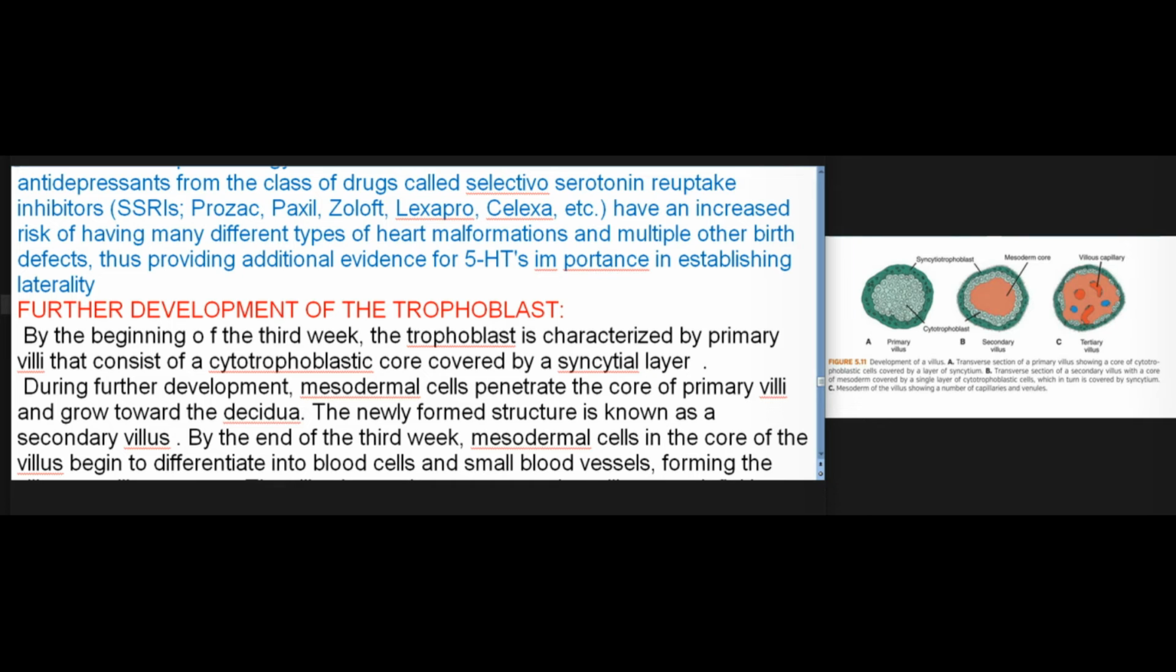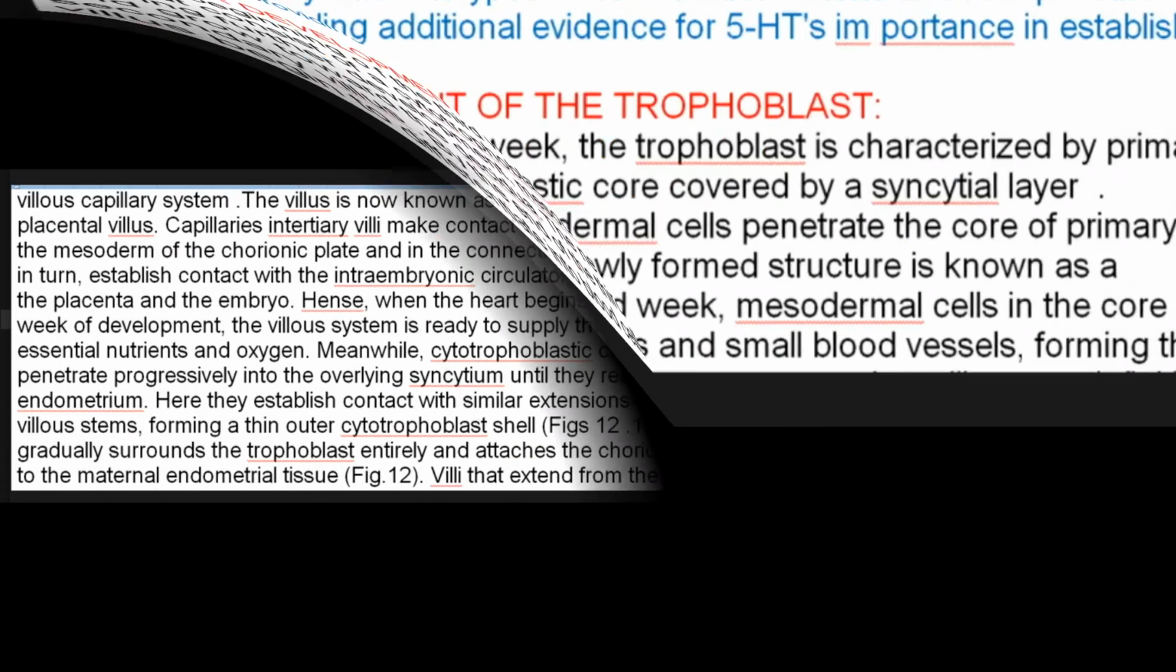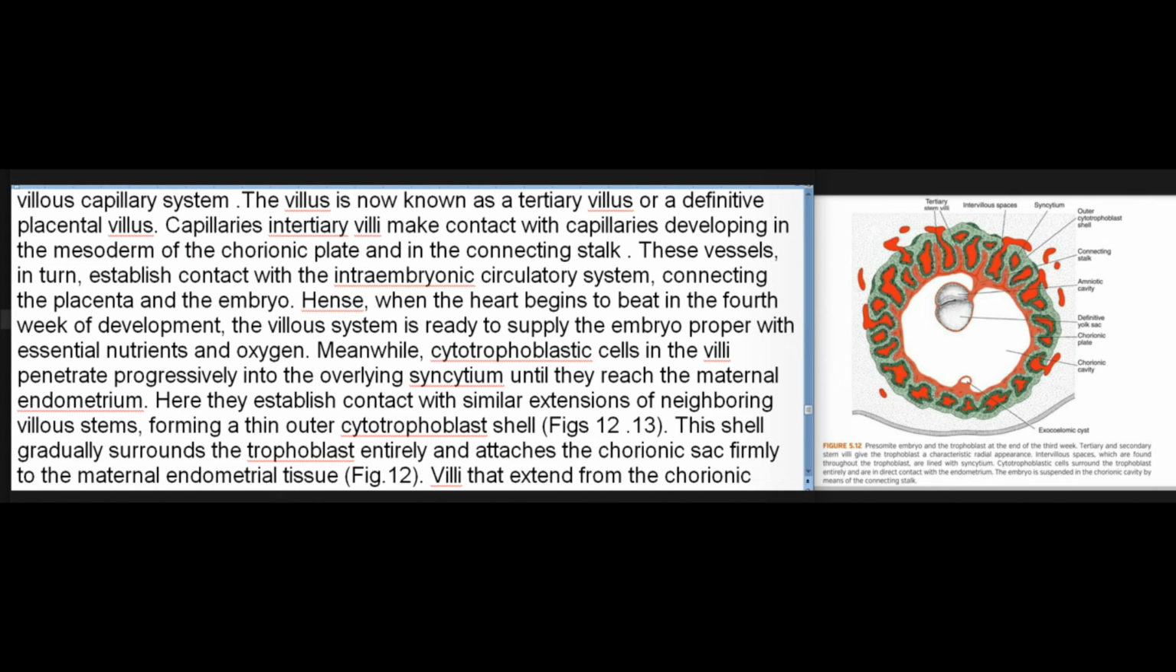Further development of the trophoblast. By the beginning of the third week, the trophoblast is characterized by primary villi that consist of a cytotrophoblastic core covered by a syncytial layer. During further development, mesodermal cells penetrate the core of primary villi and grow toward the decidua. The newly formed structure is known as a secondary villus. By the end of the third week, mesodermal cells in the core of the villus begin to differentiate into blood cells and small blood vessels, forming the villus capillary system. The villus is now known as a tertiary villus or a definitive placental villus.